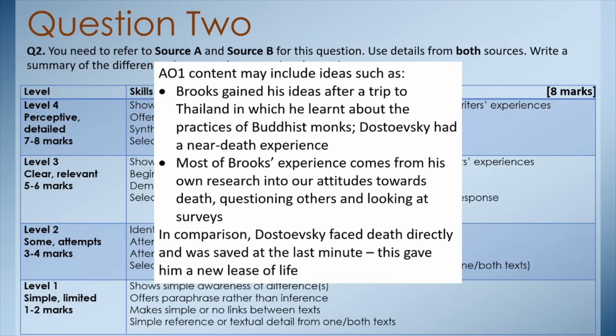Dostoevsky had a near-death experience in comparison. The other thing that I said I was going to look at, most of Brooks' experiences come from his own research into attitudes towards death, so he had a look at the research, questioning others, looking at surveys. In comparison, Dostoevsky faced death directly, but he was saved at the very last minute, and this is what gave him that lease of life. So again, for Brooks it comes from research, whereas with Dostoevsky it comes from being pardoned at the last moment.